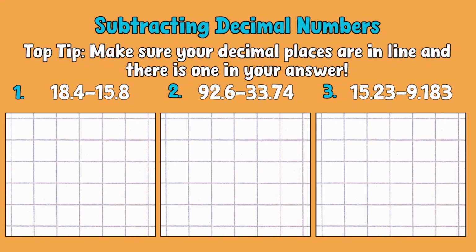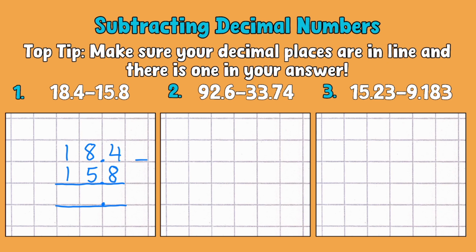So 18.4 subtract 15.8. So let's write those in. 18.4 subtract 15.8. There we go. My answer sign in there. And you'll see that I've got that decimal in my answer and that they're all lined up. So this is very similar to if they were whole numbers. It'd be the same as doing 184 take away 158.